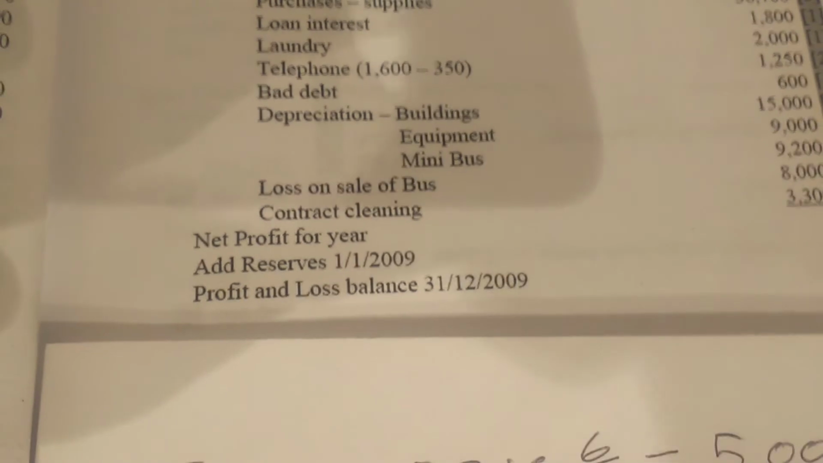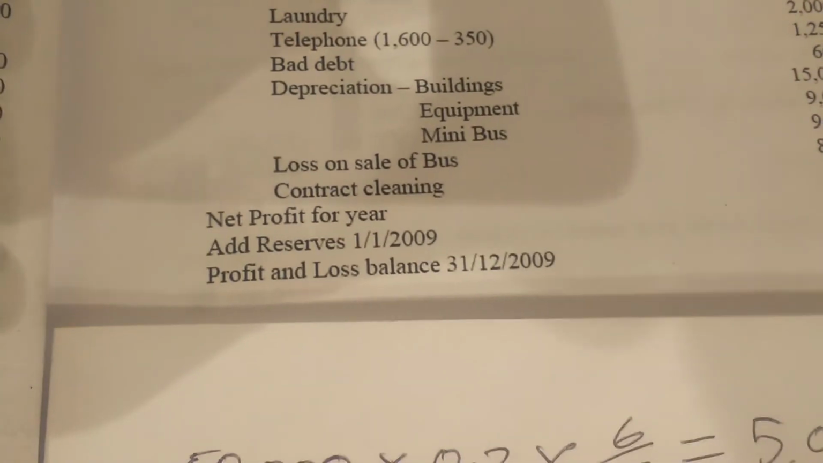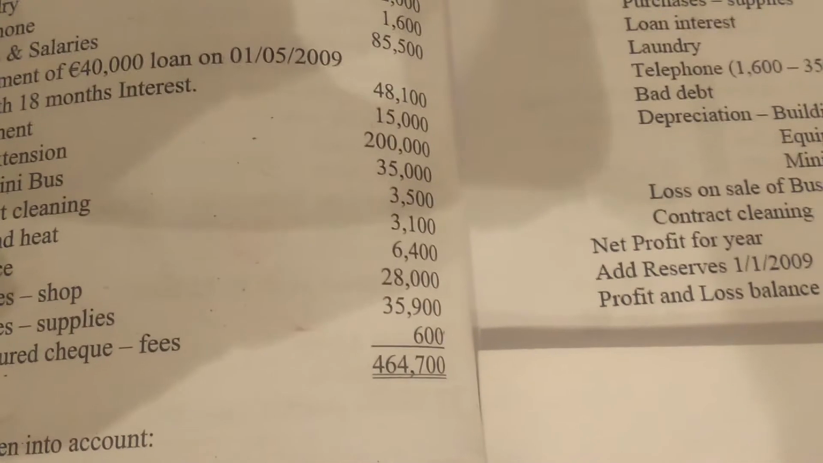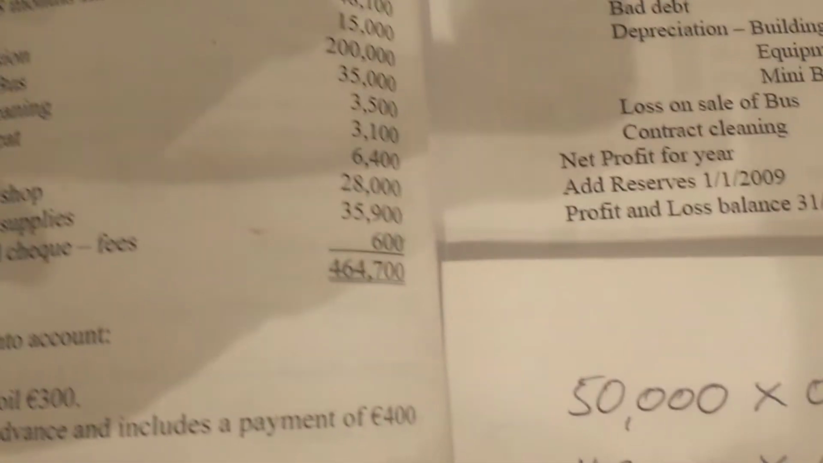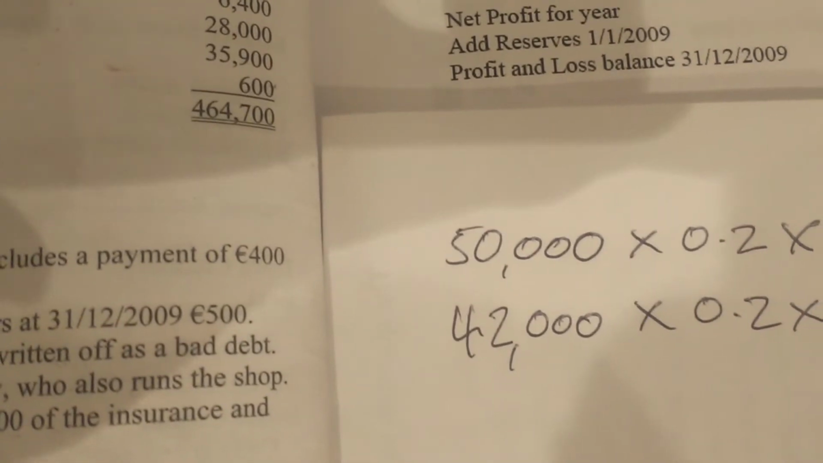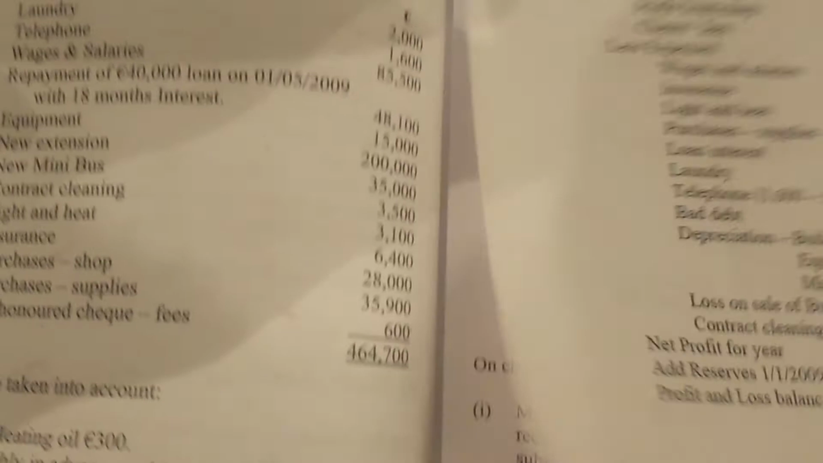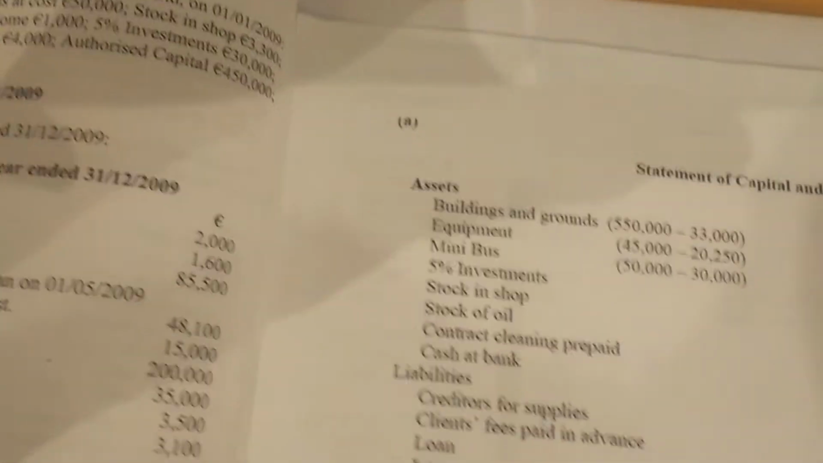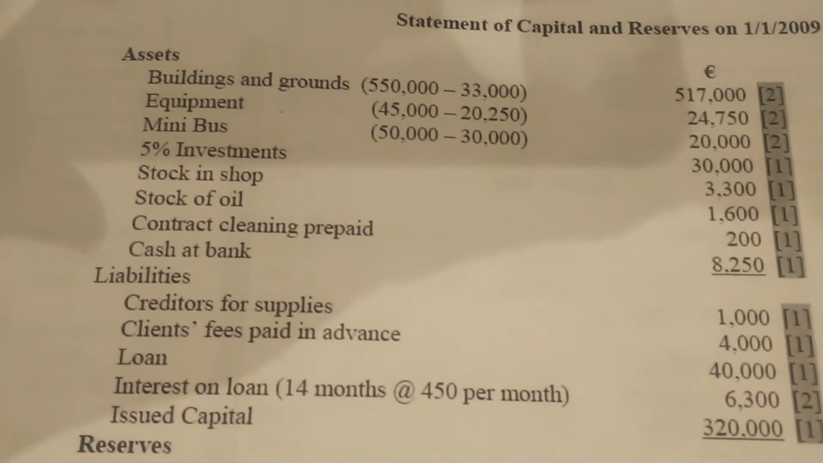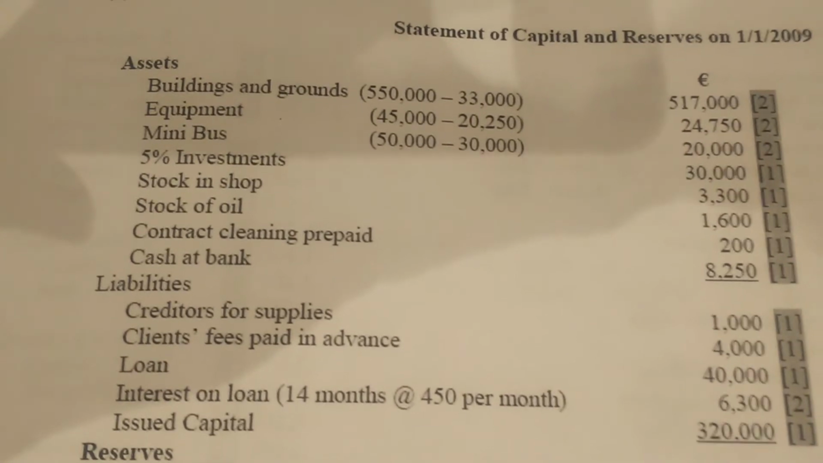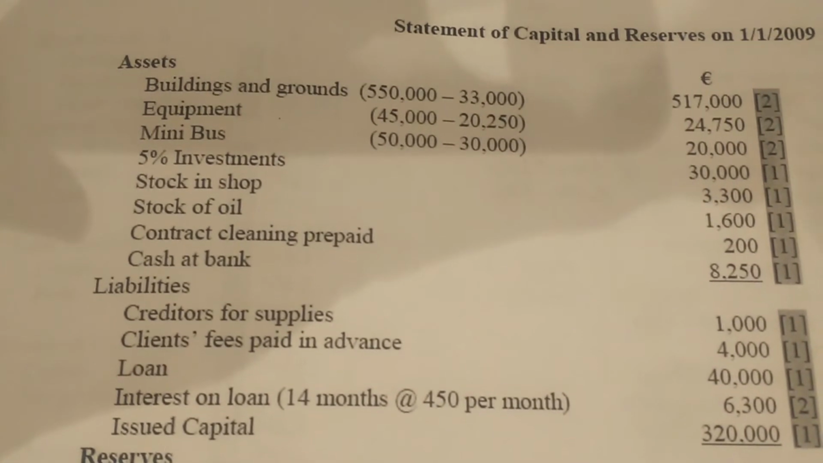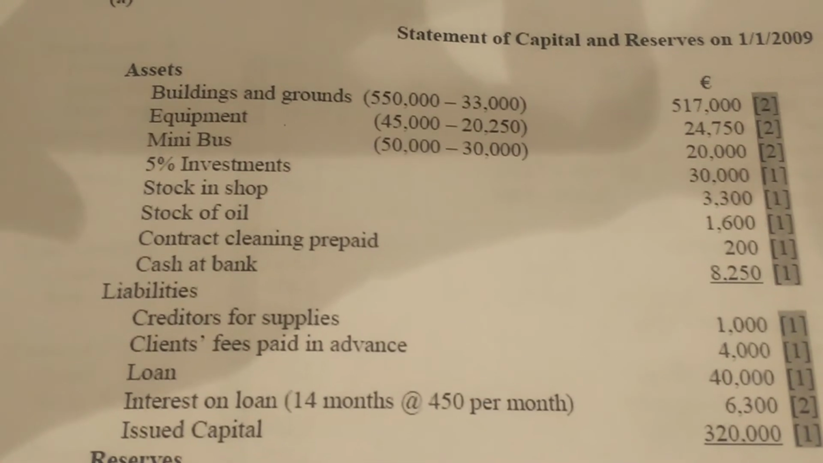The second part then is calculating the profit or loss on the sale of the bus. So the first thing to note is, in order to figure out whether we made a profit or a loss on the sale of the bus that we got rid of, we need to know what the value of it was at the time when we got rid of it. So first of all, what I would advise, so we don't have to do the same work over and over again, is go back to your statement of capital and reserves and check what the minibus was worth at the start of the year. If we look at that, it says the minibus had cost 50,000, had gone down in value by 30,000, and its net book value in our books was 20,000. So it was worth 20,000 at the start of this year.